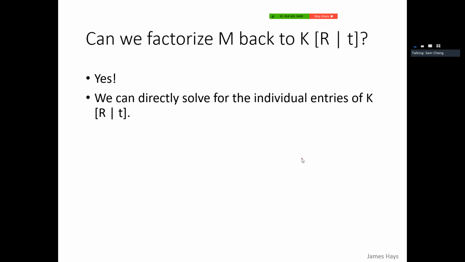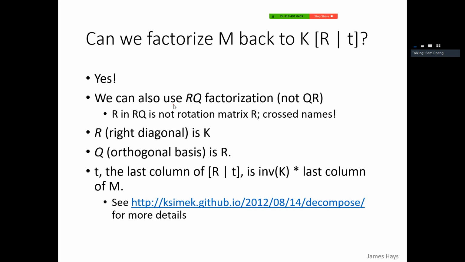This is just a summary slide actually. Yeah, that's what I want to say. So if I get my M here, I can factorize it back into this K times R. This is the intrinsic camera matrix, and this is the extrinsic camera matrix. And then we'll use this RQ factorization. So basically we'll factorize into an upper triangular matrix for this K here.